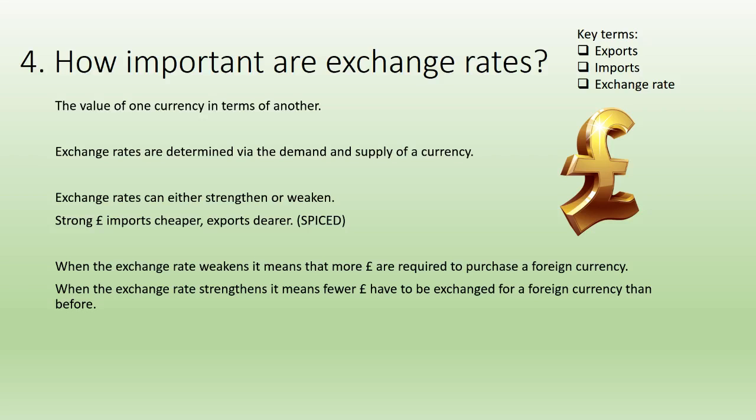When the exchange rate weakens, it means that more pounds are required to purchase a given foreign currency. So at the moment, the pound has weakened against the dollar and the euro. A single unit of a pound, £1, will buy you fewer dollars and euros than it would 2 years ago. When the exchange rate strengthens, it's the opposite effect. Fewer pounds have to be exchanged for a foreign currency. There's no right or wrong with exchange rates. The impact all depends on whether you're an importer or you're an exporter.